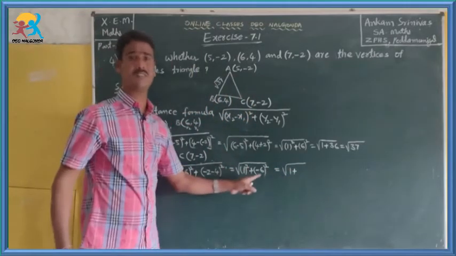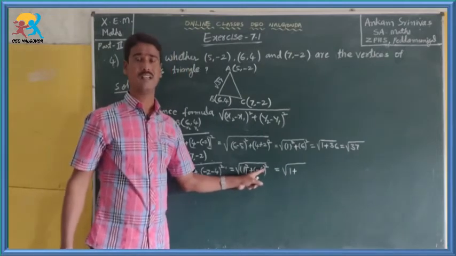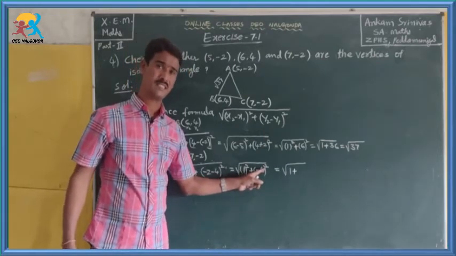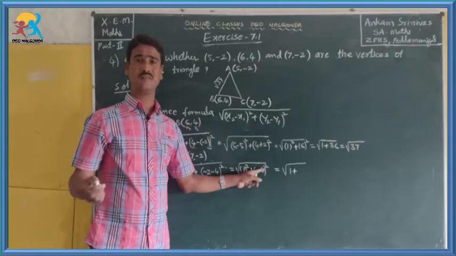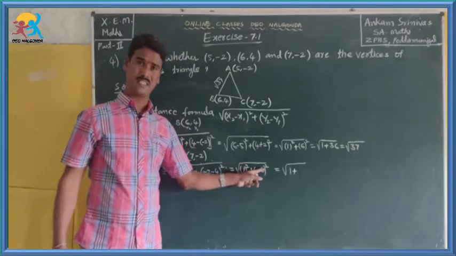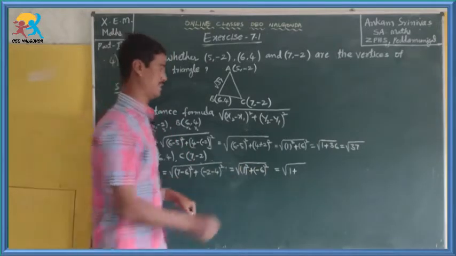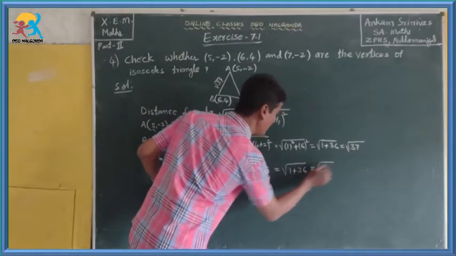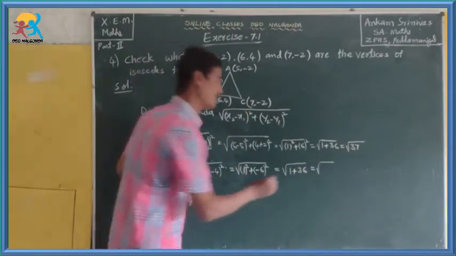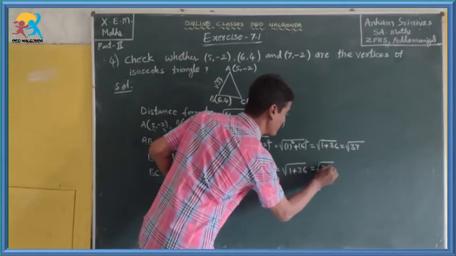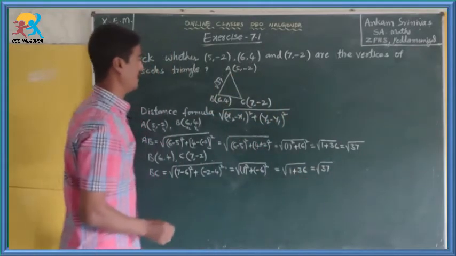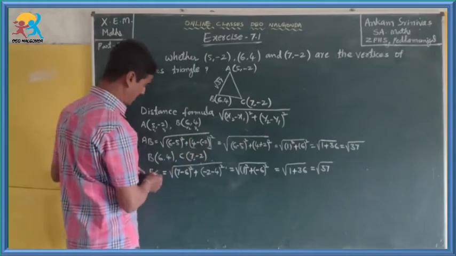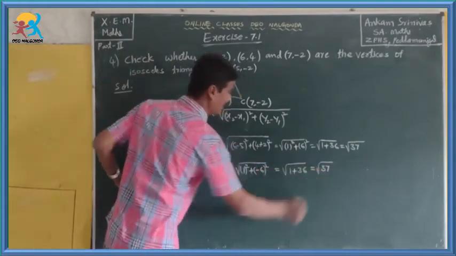And minus 6 whole square. Minus 6 whole square how much? Minus 6 into minus 6, plus 6 into 6, how much? 36. So we will get 1 plus 36, how much? 37. So the length of BC we also get as square root of 37.